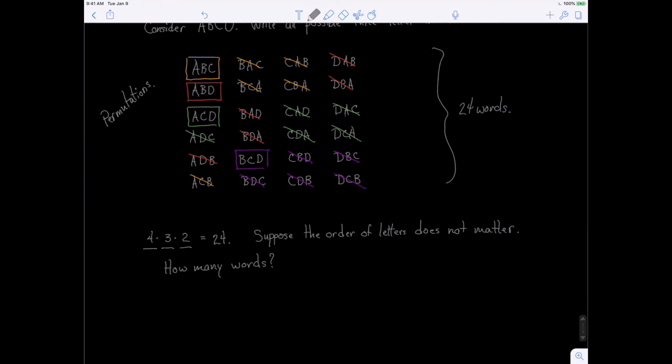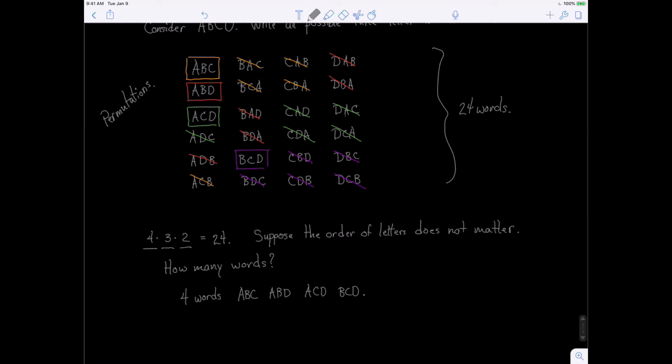And so how many words? We'd say there's 4 different words. And those were the ABC, that was the orange one. In red, we had the ABD. In green, we have ACD. And in the magenta or purple, we have B, C, D.